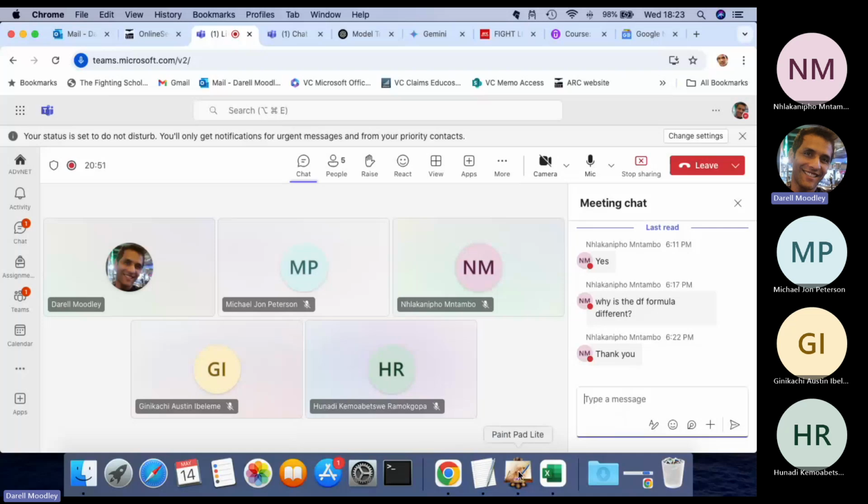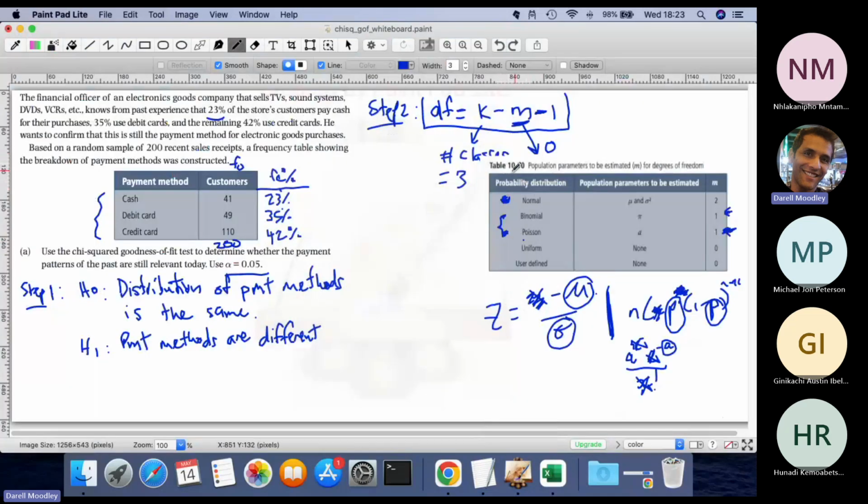Okay, it's very important. So m is 0, k is 3. If you put that all into this equation, you're going to have 3 minus 0 minus 1, which is 2. That's your degrees of freedom. Okay, so I'm going to clear this table out.